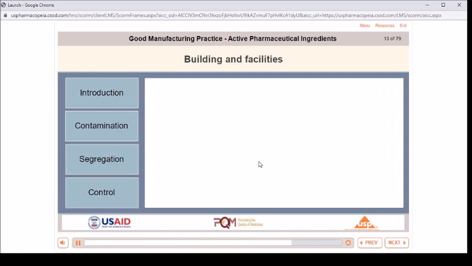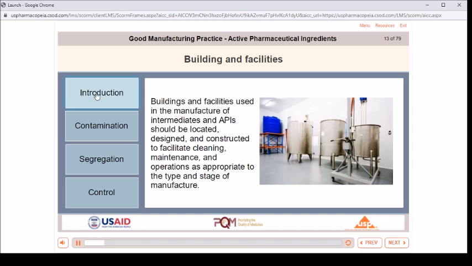Buildings and facilities. Introduction. Buildings and facilities used in the manufacture of intermediates and APIs should be located, designed, and constructed to facilitate cleaning, maintenance, and operations as appropriate to the type and stage of manufacture.